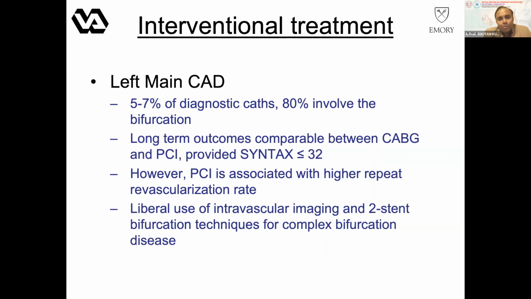But you know what? Most of our patients may not want to have surgery. They don't mind coming back to have an additional PCI. That may not be a bad deal. So we are still in business. Liberal use of intravascular imaging and 2-stent bifurcation techniques for complex bifurcation disease is essential.